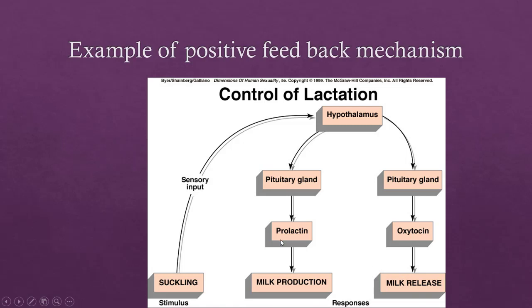So dear students, in this example, suckling action of infant stimulates the production of a hormone in mother. This hormone works for the production of milk. More suckling leads to more hormone, which in return leads to more milk production. So this is an example of positive feedback mechanism. So dear students, in this way we have completed our second objective.